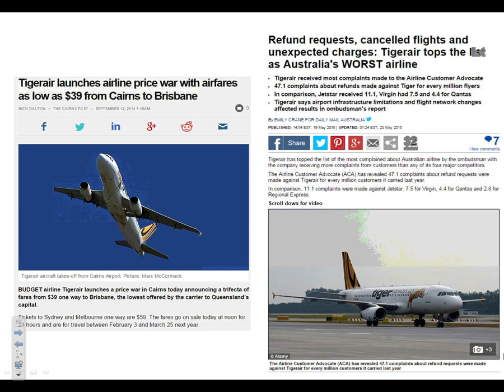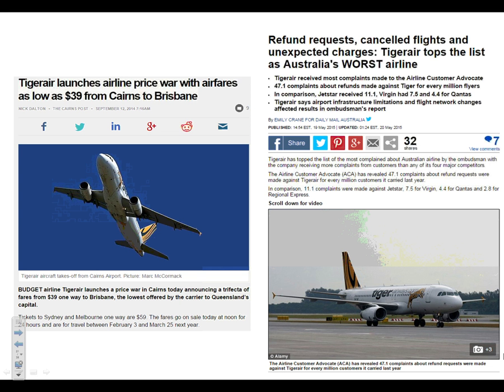Then you can end up with this reputation. Refund requests, cancelled flights, and unexpected charges. And this is just recently. You'll see that the article on the left is from September 2014. The one on the right is just from the other day.